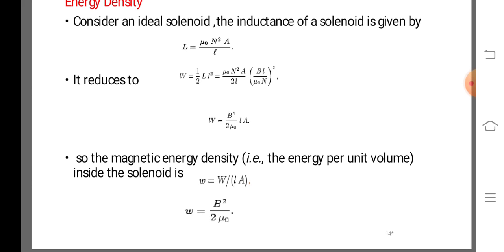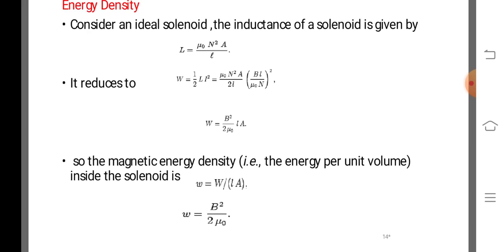Next we have to see energy density. For the energy density, consider an ideal solenoid. The inductance of a solenoid is given by L equals mu naught n square A l. So it reduces to W equals B square by 2 mu naught times A l. So the magnetic energy density inside the solenoid is W equals B square by 2 mu naught.